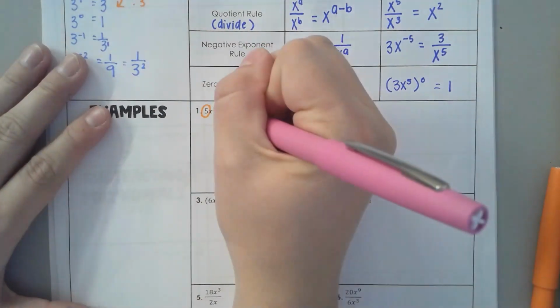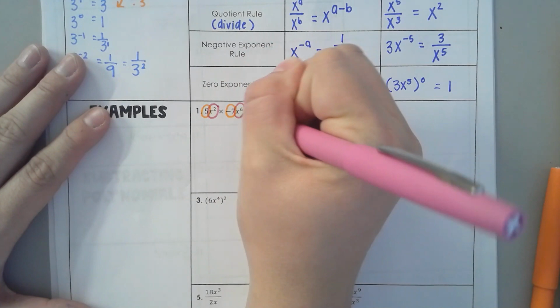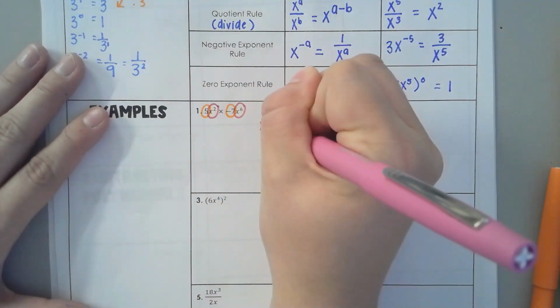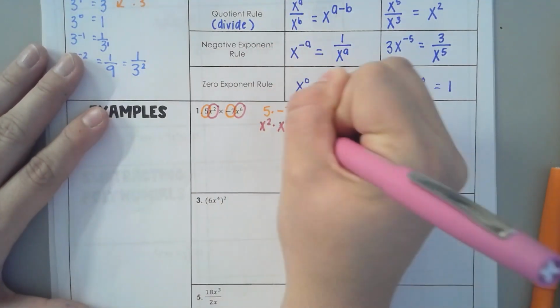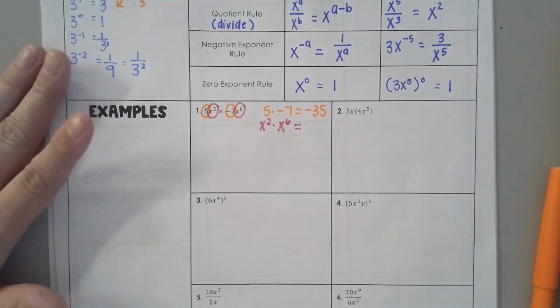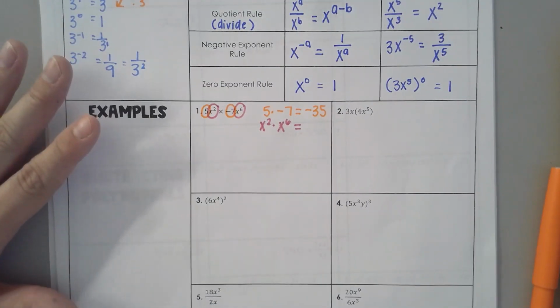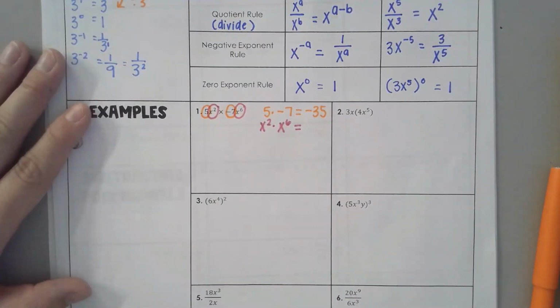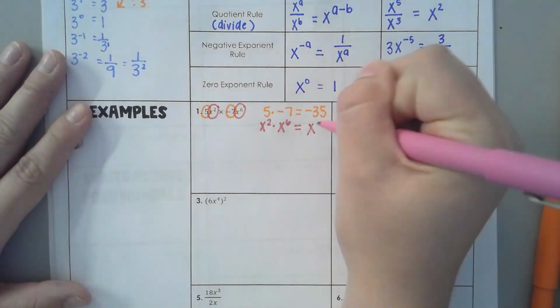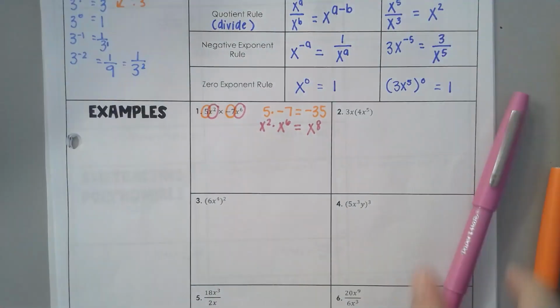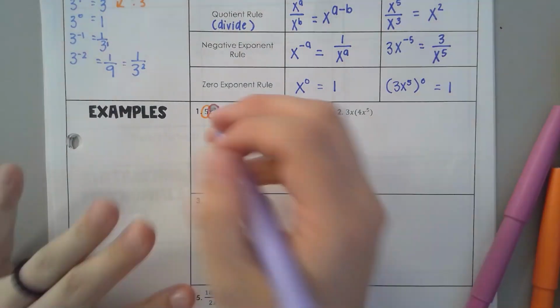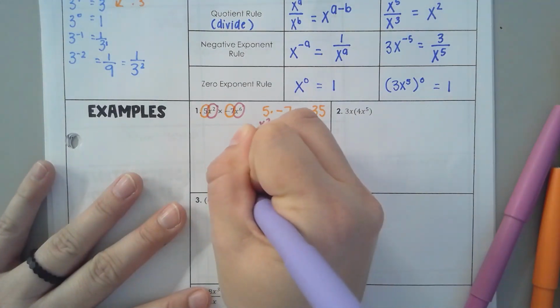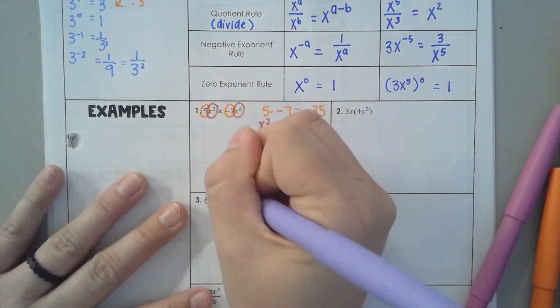And then we have the x's. X squared times x to the 6th. When you multiply variables, what do you do with the exponents? You add them. So we would have x to the 8th. So my answer is negative 35 x to the 8th.